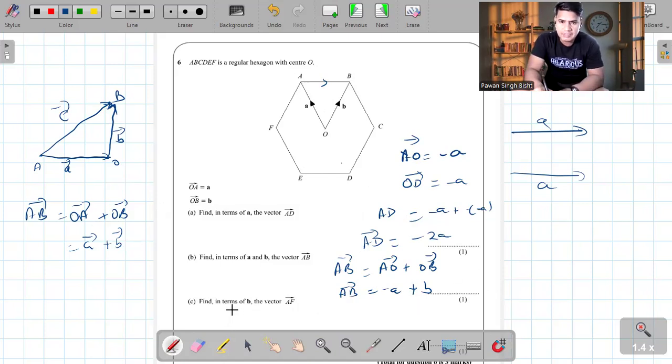Now they say find in terms of B the vector AF. OB and FA are parallel to each other. So if OB is B, then FA will also be B. But they are not asking me FA. They are asking me AF. So AF will be minus B. Why? Because FA is B, so the opposite of it, AF will be minus B. Clear? Right. Next, move to the next question.